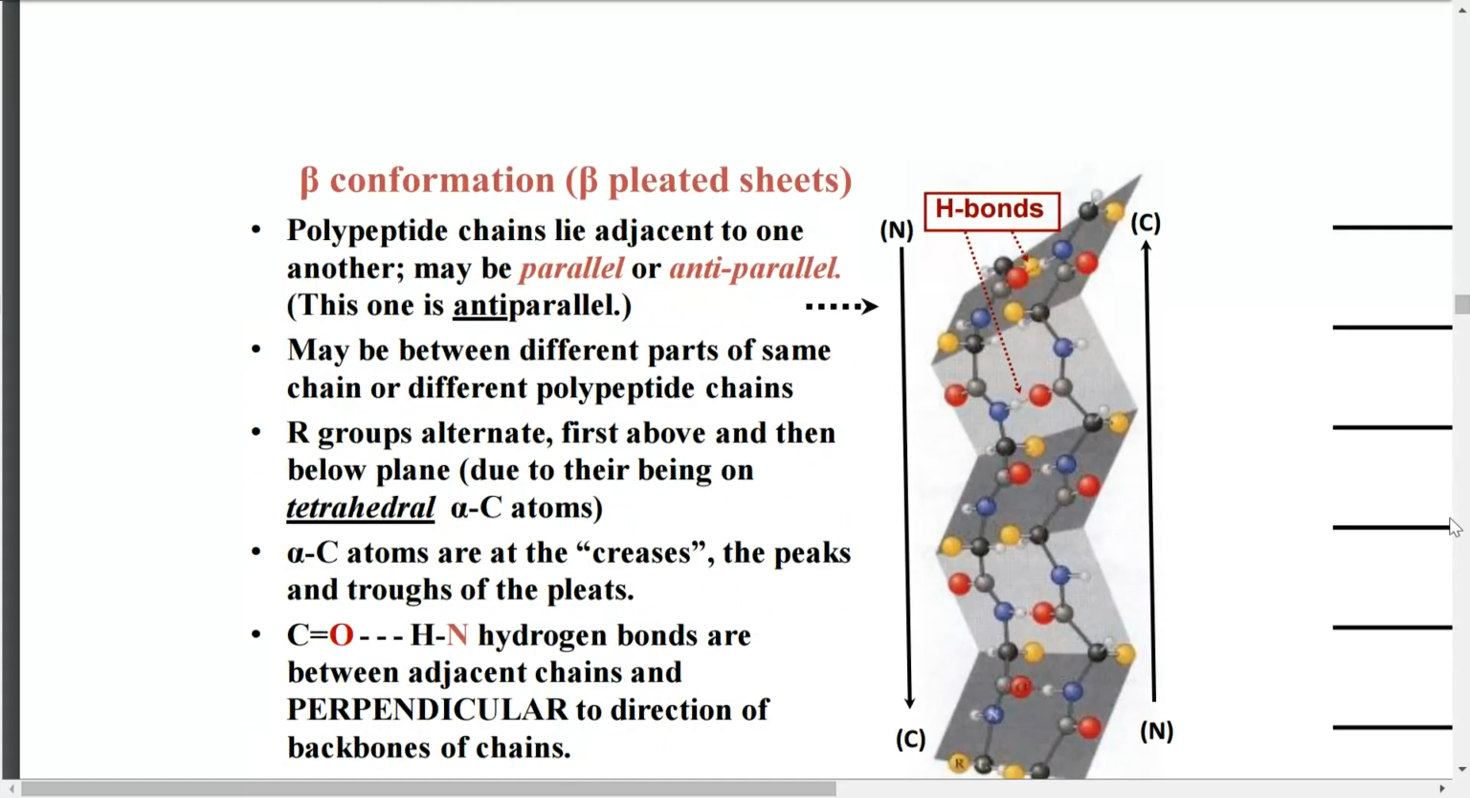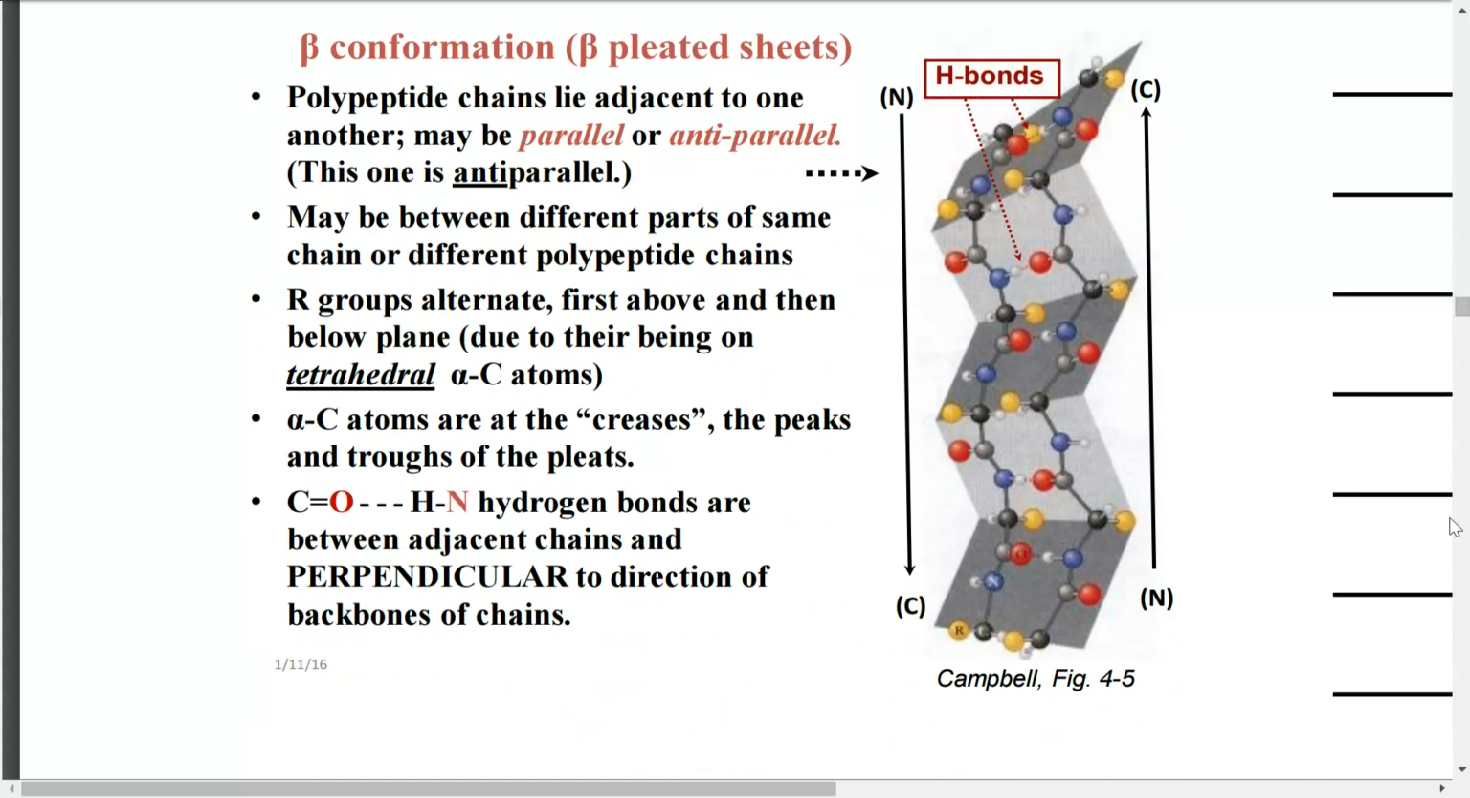Okay. The beta conformation, or beta pleated sheet, uses again the same groups, those oxygens on the carbonyls and hydrogens on the amides, but forms creases, and the alpha carbons are the creases themselves, the peaks and troughs of those pleats. But again, it is stabilized by those particular hydrogen bonds between carbonyl oxygens and hydrogens on the amides, okay? And they're perpendicular to the direction of the backbone.